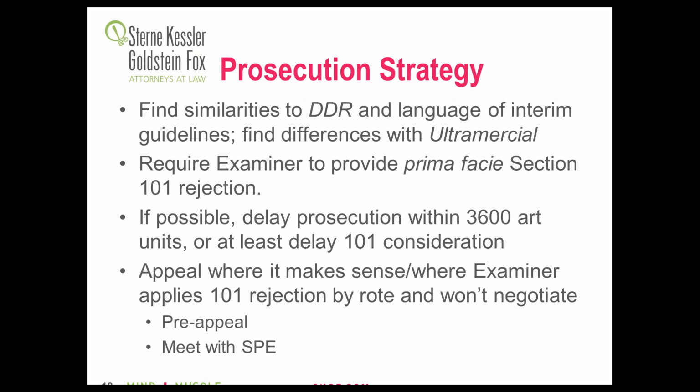But to the extent that you can do these things with the specification you have, this is the approach we would recommend. The next thing is to really require the examiner to fully lay out the rejection. They need to provide a prima facie Section 101 rejection. If you're in the 3600 art units, you may want to delay prosecution until you get some more clarity on how this is all going to play out within that art unit. Or at least if you can push back the 101 issues so you can move forward on the art-based rejections, anything else you have outstanding, you may want to consider doing that. It's not necessarily the best idea to kick the can down the road, but it may be ideal in certain cases, and we'll talk about those considerations in later slides.